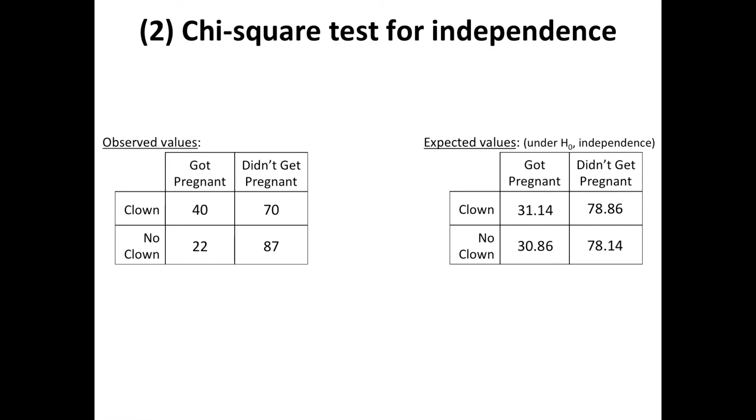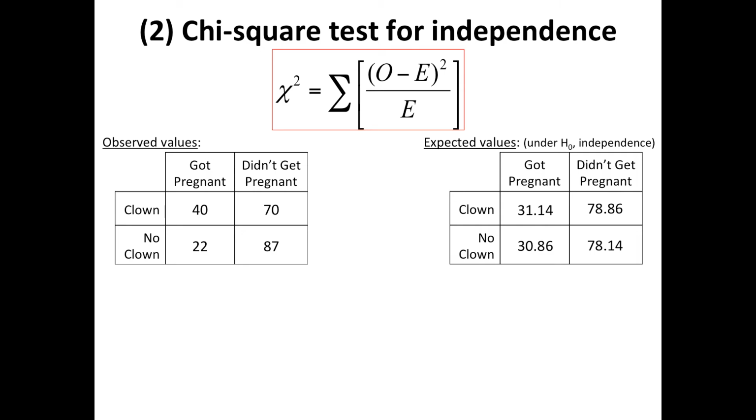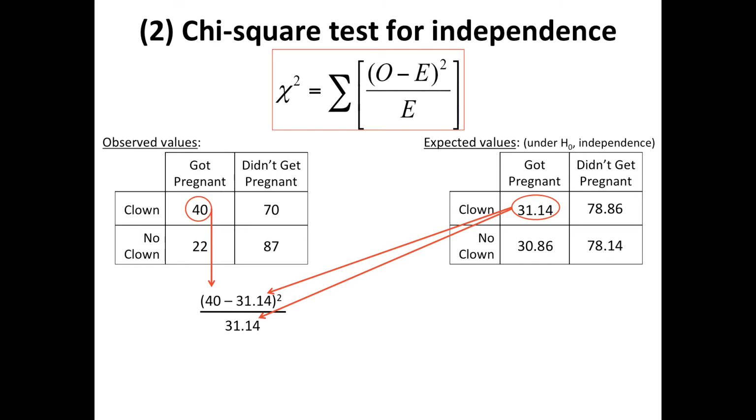And now we have to take those and plug those into this formula. So one at a time, we take the observed value minus the expected value for that same cell, divided by the expected value of that same cell. Sorry, I skipped a step, and don't skip this step. So observed value minus expected value, square that, and then divide by the expected value. And we would get 2.52.